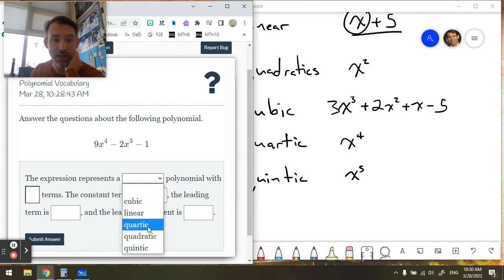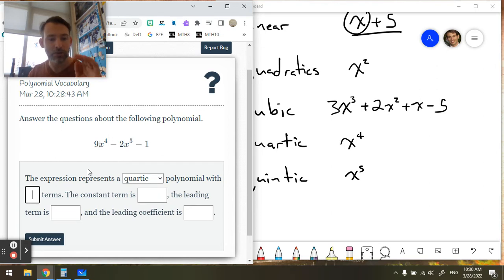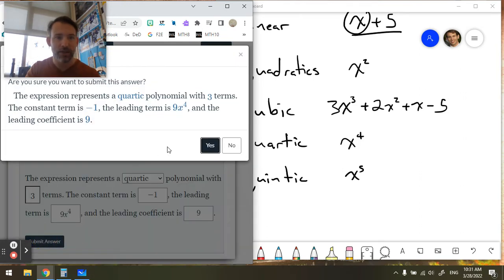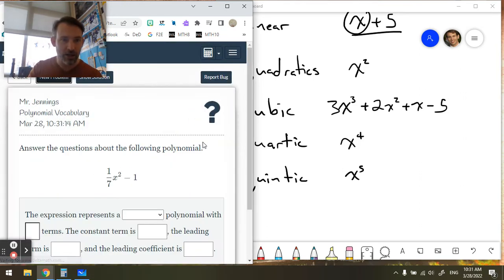So this one represents a quartic polynomial with how many terms? Count them. 1, 2, 3. There are 3 terms linked by subtraction here. We want to be able to identify the constant term. The constant term is minus 1. The leading term is the first term, 9x to the 4. And the leading coefficient is the number that multiplies the variable in the leading term, and that would be 9. So let's submit that answer. Yes, correct. Okay, let's look at another one.